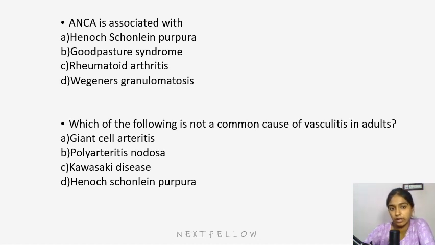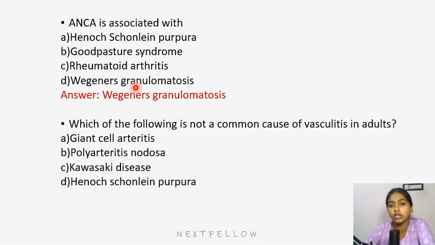ANCA is seen in small vessel arteritis. So here the small vessel arteritis is Wegener's granulomatosis. Henoch-Schönlein purpura is associated with IgA deposition, and Goodpasture syndrome is also seen with immune complex. Okay, so the answer is Wegener's granulomatosis.